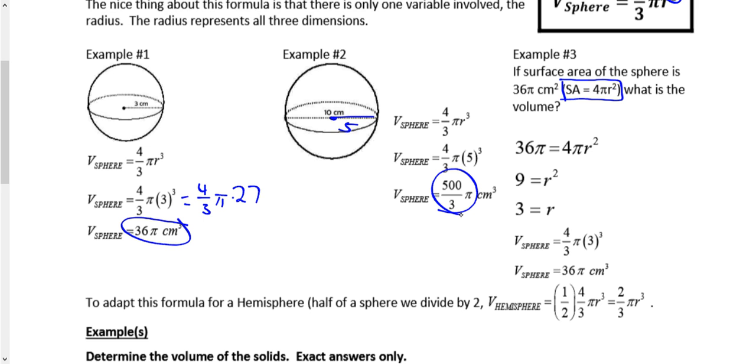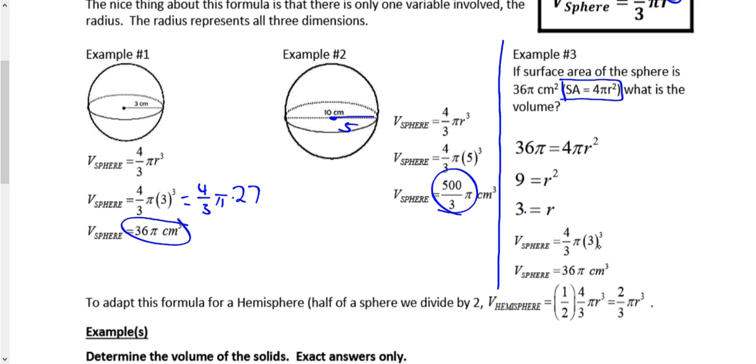Okay, so, oh, and by the way, this is another one. Yeah, so they gave you the surface area was 36 pi. I guess this is a different example, okay? And they want the volume of it, okay? You work that out, you get r squared is 9, so the radius is 3, then you can go and plug it in, okay?